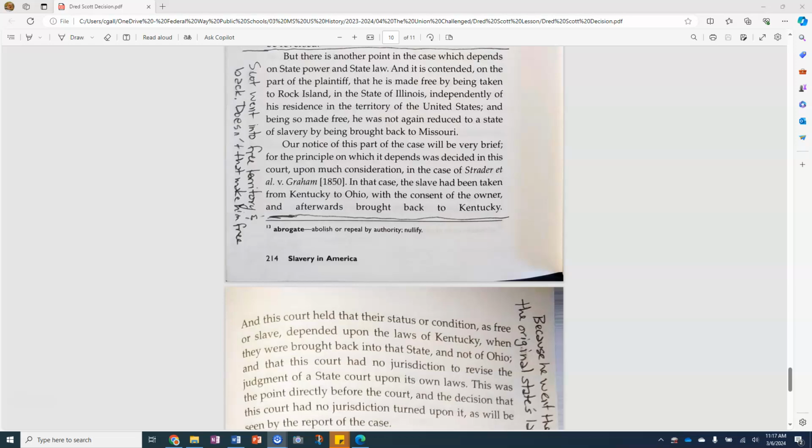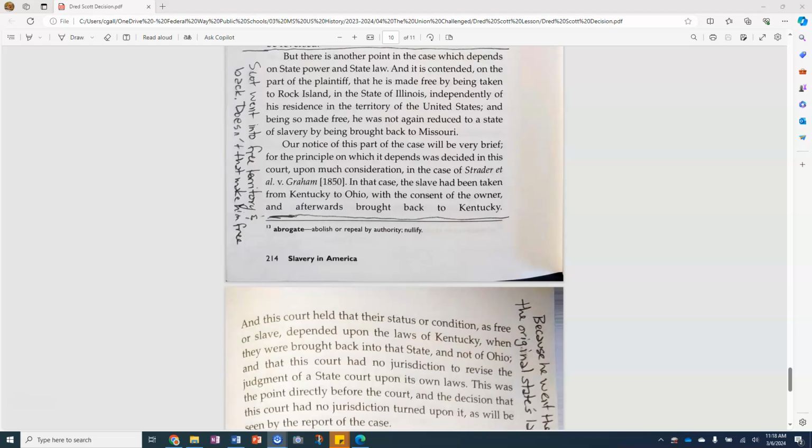But there's another point in the case, back on the text here, which depends on state power and state law. And it is contended on the part of the plaintiff that he is made free by being taken to Rock Island in the state of Illinois, independently of his residence in the territory of the United States. And being so made free, he was not again reduced to a state of slavery by being brought back to Missouri.